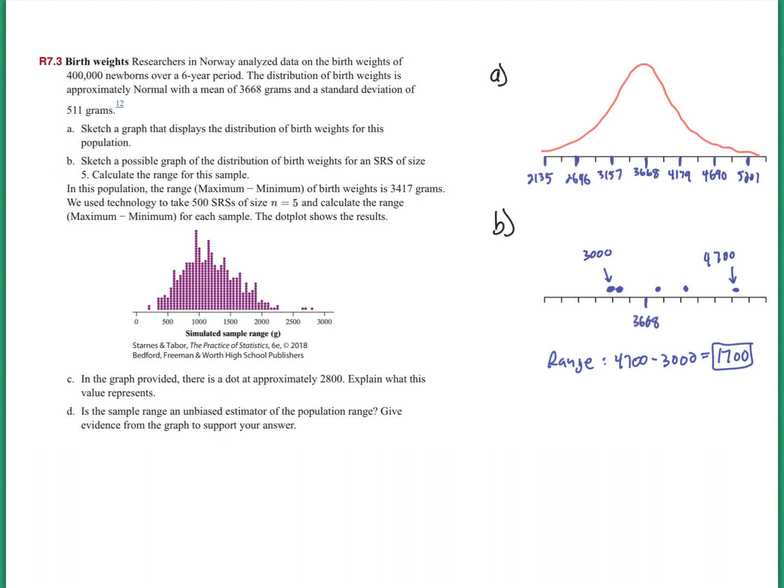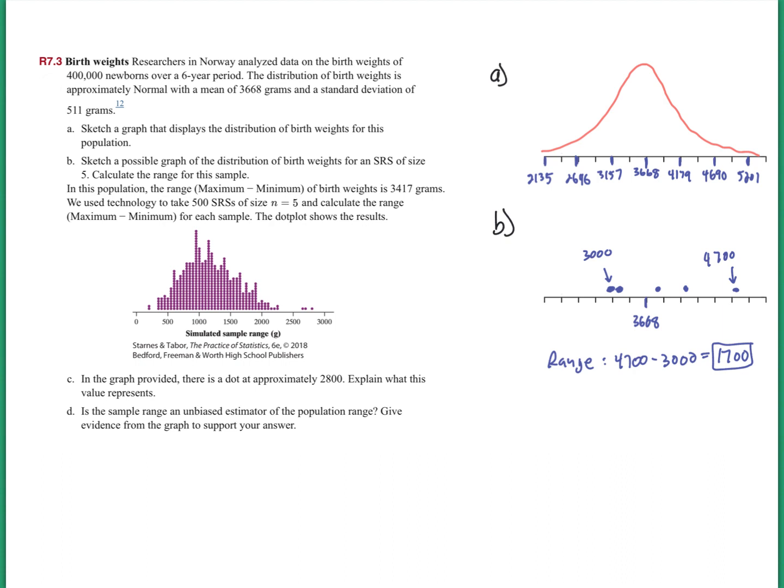Or after part B actually. So they say in this population of birth weights, the range, maximum minus minimum of birth weights, is 3,417 grams. Okay, we use technology to take 500 simple random samples of size n equals 5 and calculated the range, max minus min, for each sample. The dot plot shows the results here.